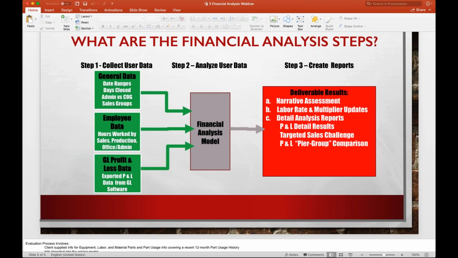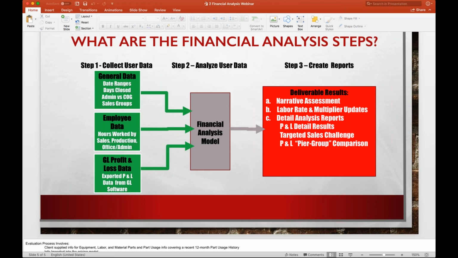Financial analysis consists of collecting data from the client. There's just some very simple general information. What kind of date range are we going to cover? How many days are you closed during the course of a year? How you want to handle cost of goods for certain kinds of expenses, and then what kind of sales groups. I can accommodate up to 4 different buckets, so to speak, of sales and cost of goods.